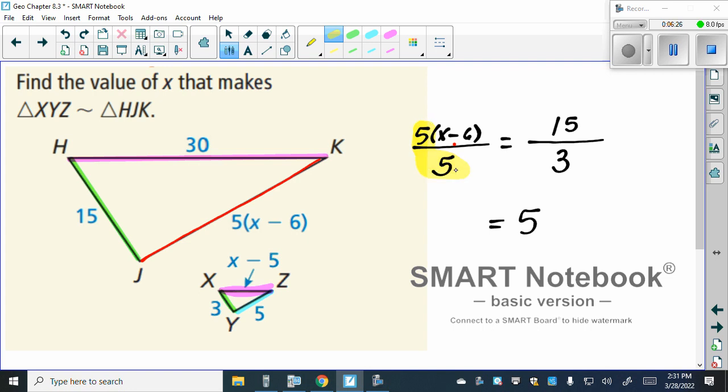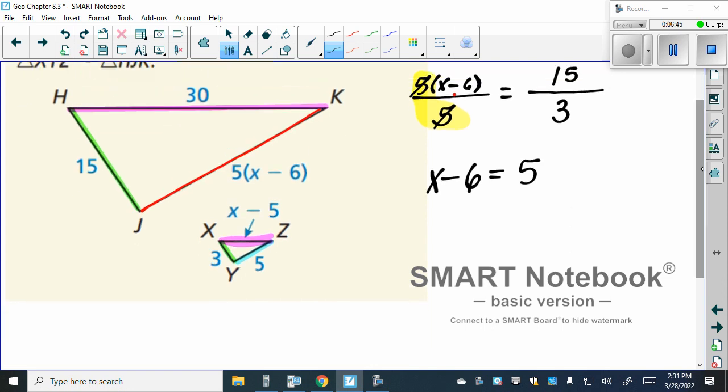Because here we have 5 divided by 5, yes? What is anything divided by itself? 1. So those will simplify to 1, leaving us with x minus 6. Yes, sir. Quickly.